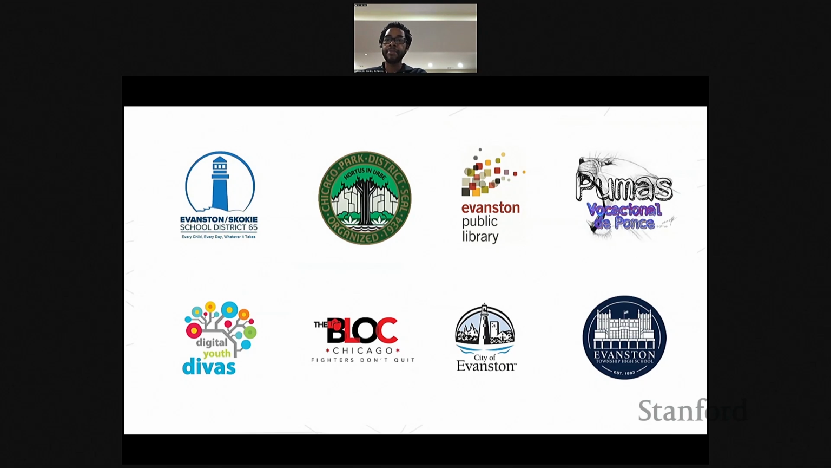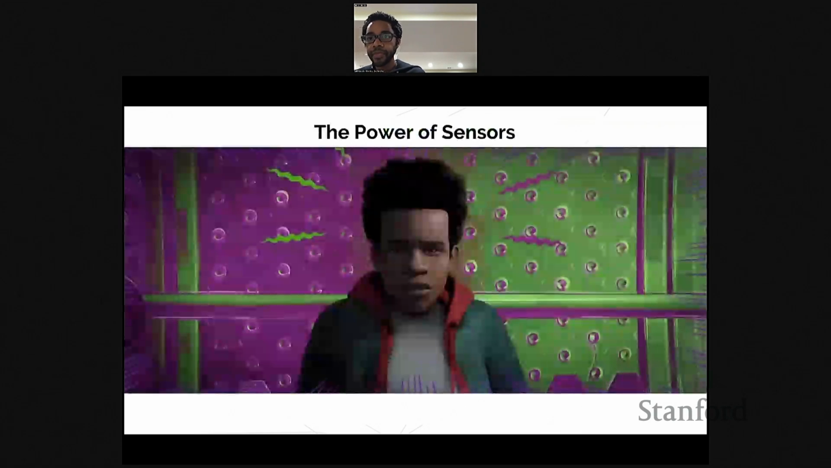Work with the Evanston Public Library. We're working with a basketball team in Puerto Rico, Vocacional de Ponce. And then we're also working with a number of other organizations within Chicagoland. One of these, the Block, is a youth boxing club, and then we've been working with Evanston Township High School. But this is just to say that we're seeing a lot of spaces where we can engage in this kind of work, both informal and formal.